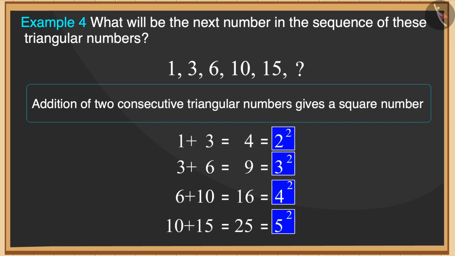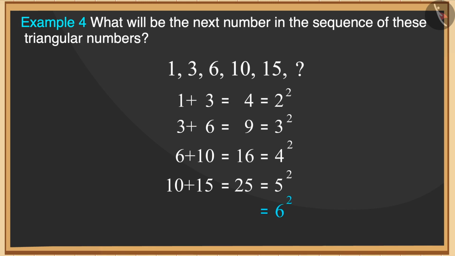Look at the square numbers of this sequence carefully. These are consecutive square numbers. The next square number of this sequence will be 36. This means the sum of the number 15 and the next triangular number must also be 36. Thus, we get the next triangular number as 21. Hence, the next triangular number is 21.